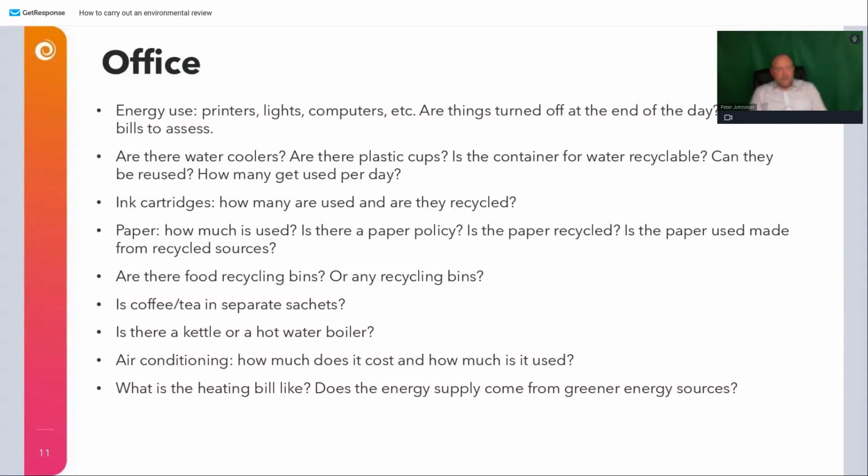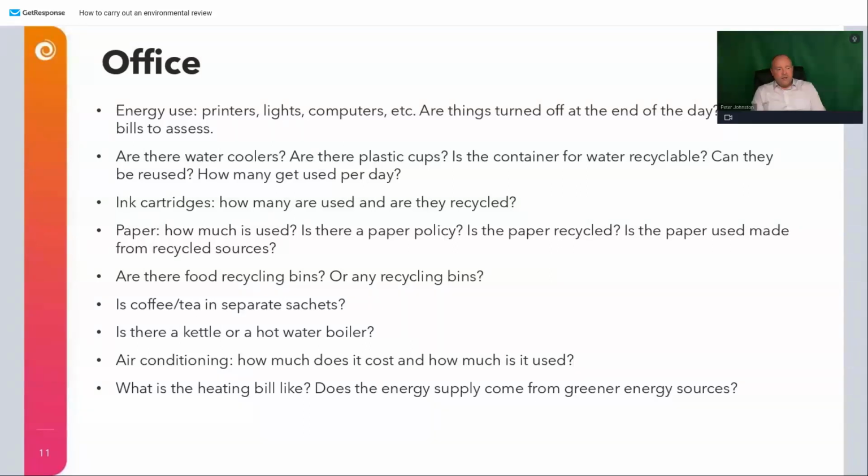Ink cartridges, how many are used and how are they recycled? I think that's becoming less and less of an item these days because more and more people are working away from printing things. Paper, similarly, how much is used? Is there a paper policy? Is the paper recycled? So where do you buy your paper from? Do you just buy the cheapest ream possible, or do you spend a couple of pennies more and get it from a recyclable source?